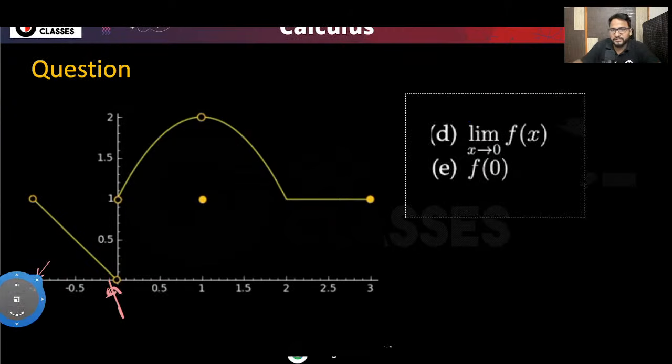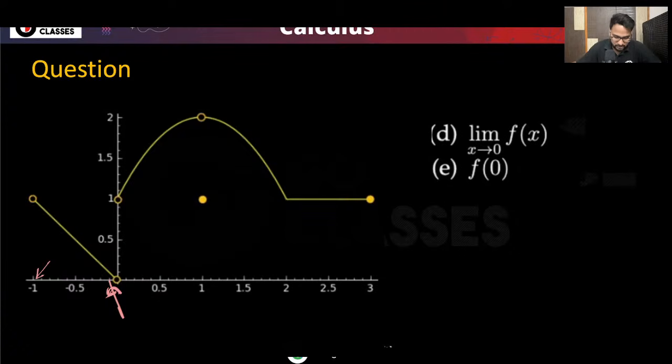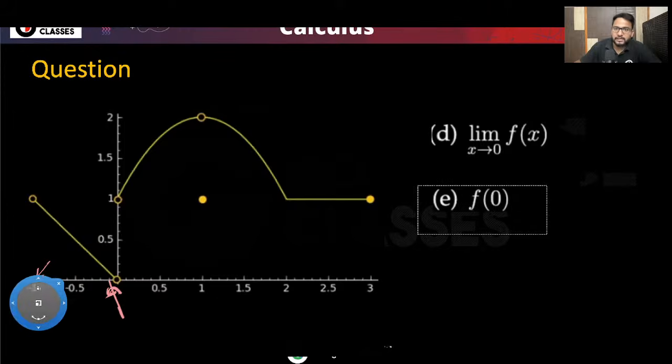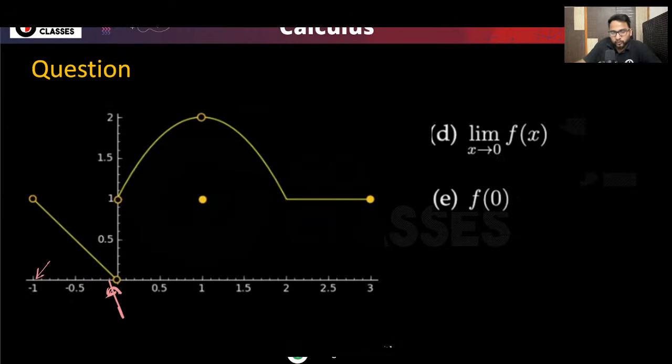The first one is saying limit x tends to 0 of f(x). This particular value and this f(0) are actually different. Can anyone tell me what is the answer of D and what is the answer of E? See, limit x tends to 0 of f(x) means you are talking about this limit, the limit of f(x).